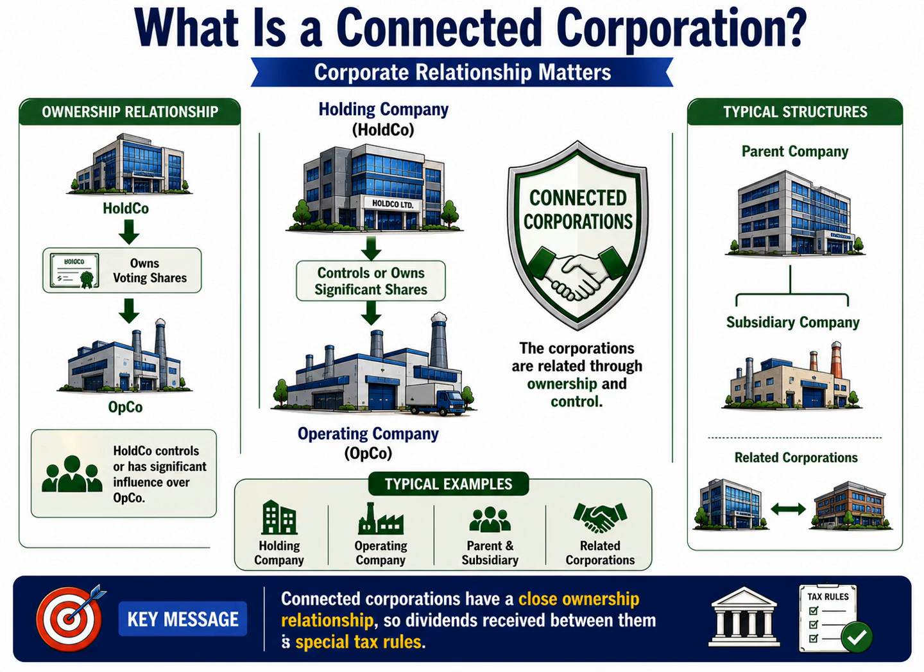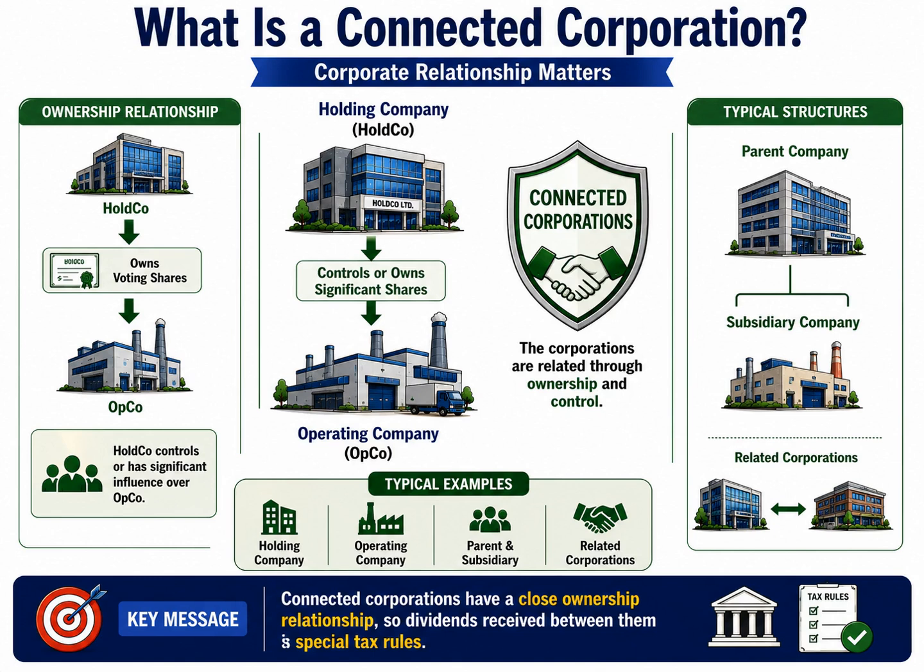The parent corporation owns or controls the subsidiary, creating a connected corporate relationship. Similarly, related corporations within the same corporate group are often connected for tax purposes. The key point is that these corporations are not simply unrelated investors buying shares in the stock market. Instead, they are linked through ownership, control, or a significant economic relationship.